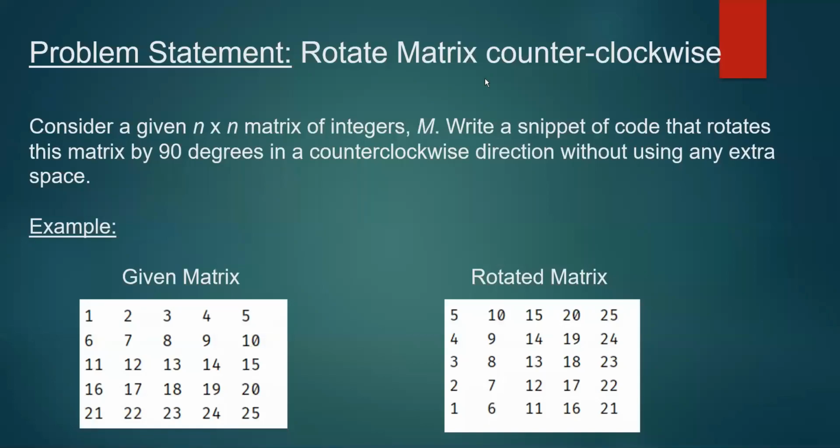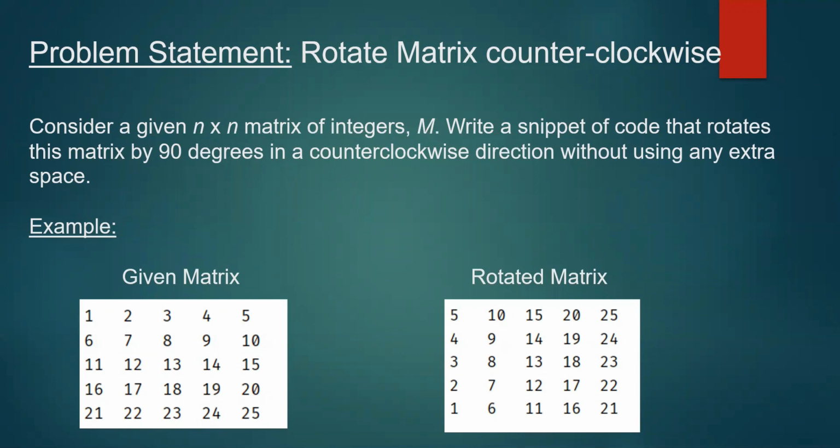Hi everyone. In this video, we are going to discuss how to rotate a matrix counterclockwise. We are given a matrix of n by n, which are all integers, and we call this matrix M. And we need to write code that rotates this matrix by 90 degrees in the counterclockwise direction. And the condition is we should not use any extra space.